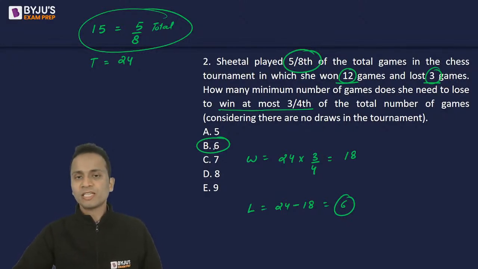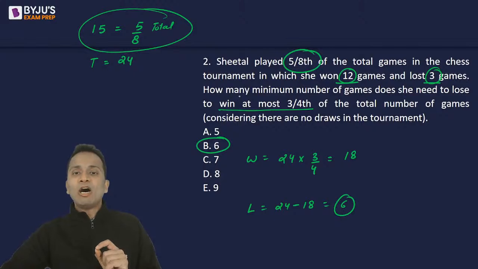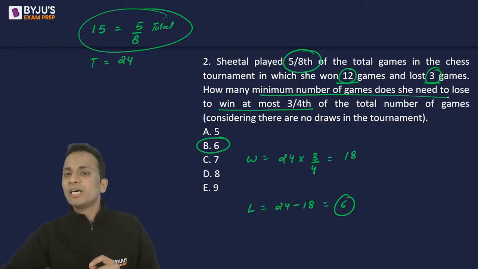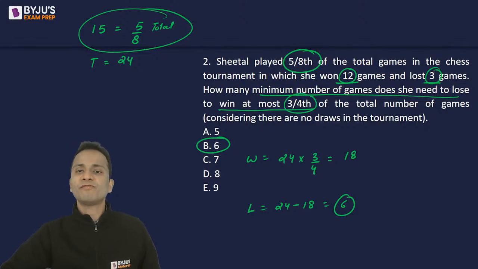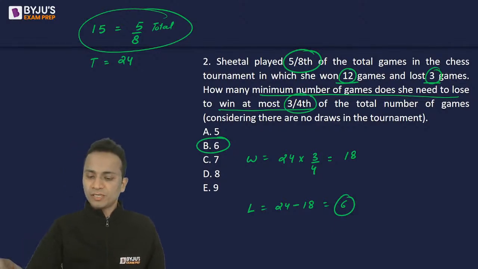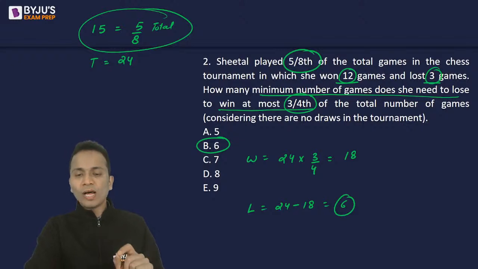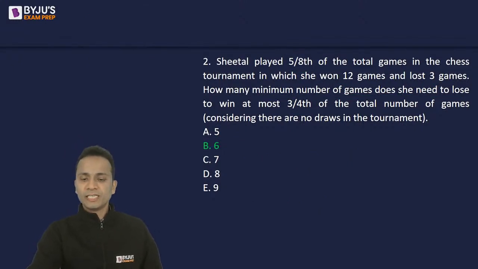Okay, so simple question. Answer should be 6. I hope those who have given a different answer have understood the mistake they have made. So option B, 6, is the correct answer of this question. Read the statement carefully. How many minimum number of games does she need to lose to win at most 3 by 4th of the total number of games? Make sure that you are reading the statements carefully. The correct answer is option B, that is 6.